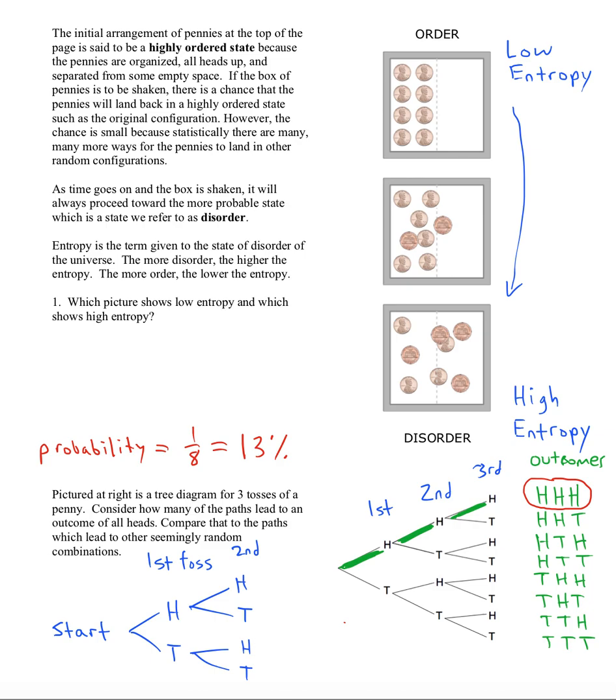If you flip 8 coins and do this same analysis, what's the chance of getting all heads on 8 flips? I'll tell you. It is 1 in 256. Approximately 0.4% chance that that could even happen. And that doesn't even take into account the positions that they're in. So it is very unlikely for the pennies to stay in that state that we had originally put them in.